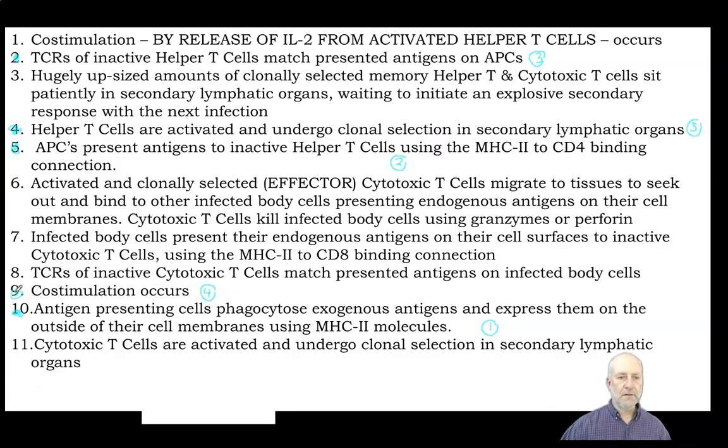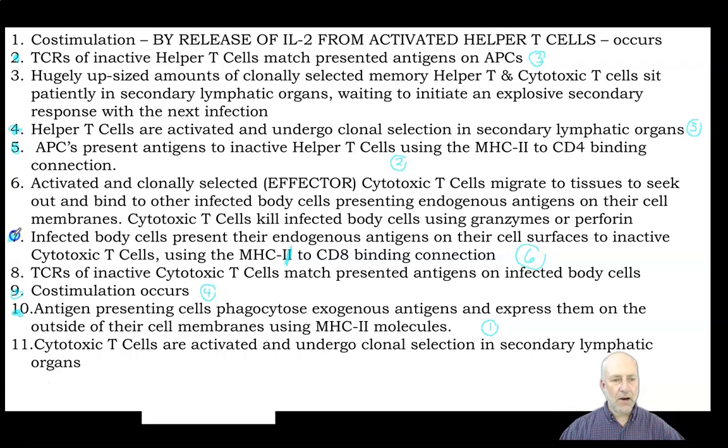What comes next? Infected body cells present their antigens, the endogenous antigens now, on the cell surface, using that MHC. Typo. Hang on. You didn't see that. You know that 2 and 8 don't multiply together to be 8. MHC1, I beg your pardon, but that's okay. We learn from our mistakes, right? MHC1 to CD8 binding connection, right? That's going to be number 6.